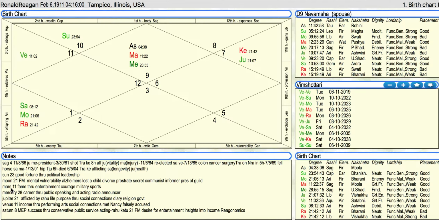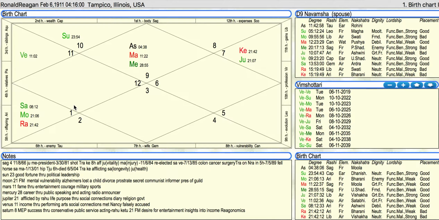So then Mars, it's ruling this house of competition and sports. So he was very involved in sports and military. This is a house of entertainment, so ambition and passion for acting and entertaining other people. Courage to be in politics. And he was the captain of the swim team and involved in football.